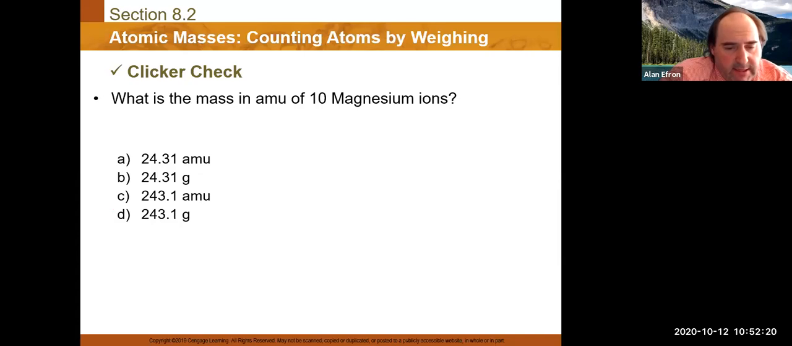So once you give this a go, what is the mass in AMU of 10 magnesium ions? And again, if you don't have a periodic table, magnesium, little box, looks like 24.31.